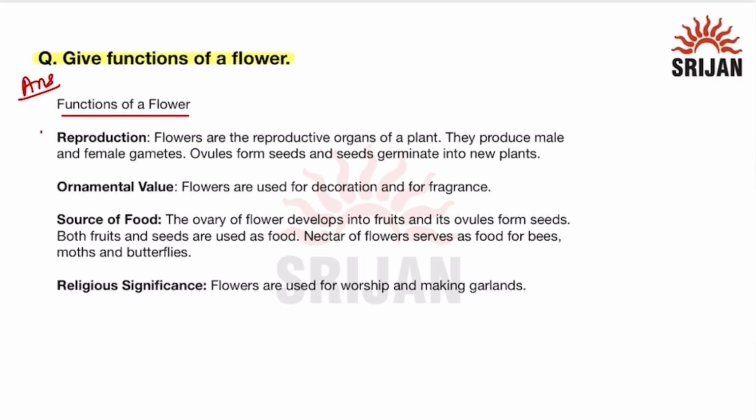First function is the reproduction. Now flowers are the reproductive organs of a plant. They produce male and female gametes. So a flower contains both male reproductive part and a female reproductive part, and they produce the male and female gametes. Now ovules form seeds and seed germinates into new plants. So after the fertilization, ovules will form seeds and these seeds will germinate into new plants.